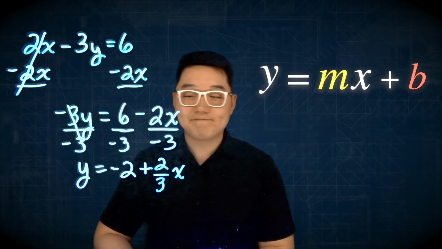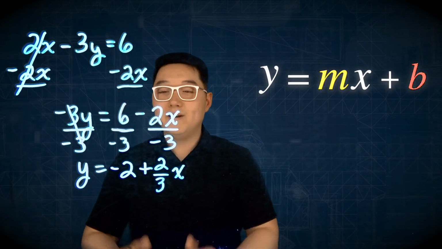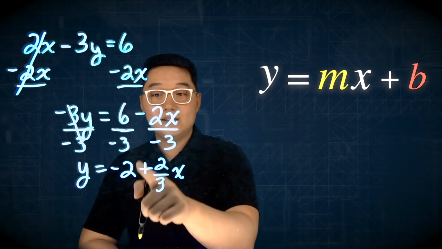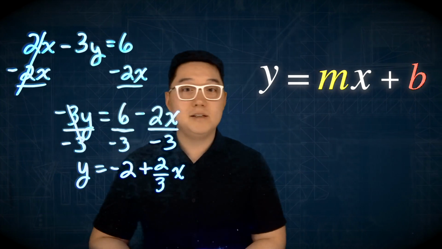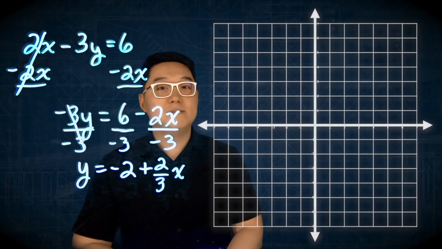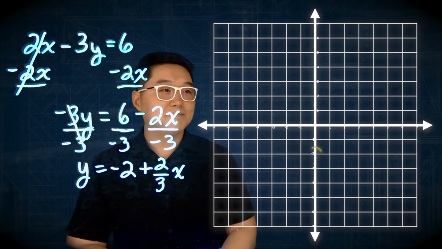And there you go. Now we have an equation in slope-intercept form: y equals mx plus b, the initial value. So how do you graph this equation? Well, we know that there's a y-intercept of negative 2. So let's go ahead and graph that point.